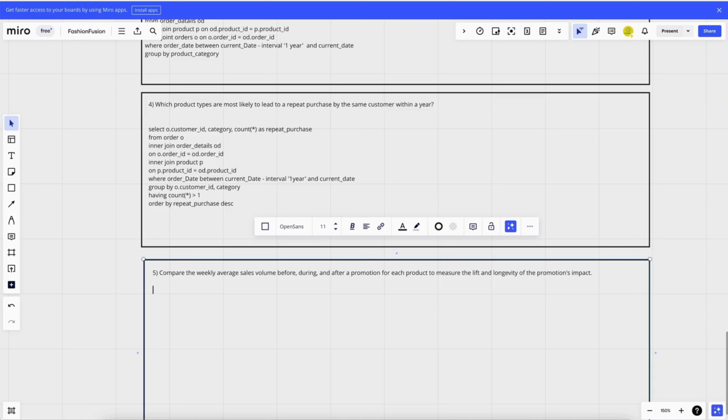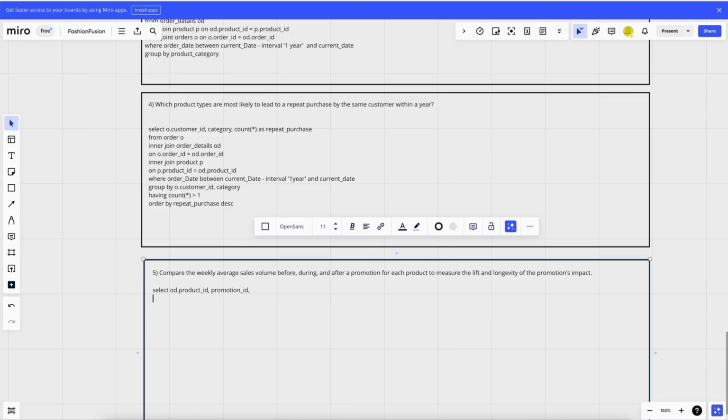So let's start with the product and promotion. So let's start with select product ID from the order detail, product ID. And this time, I'm joining the promotion table also to get the promotion ID.